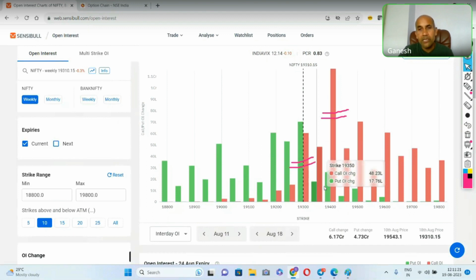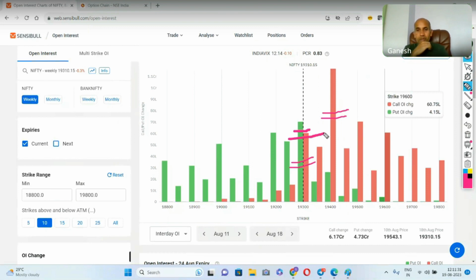So highest participants are assuming that this 19,300 is not broken. Did you see the last 1 week, last 3 weeks? 19,300 was never broken and closed. Intraday it broke, but it was never closed below 19,300 so far.